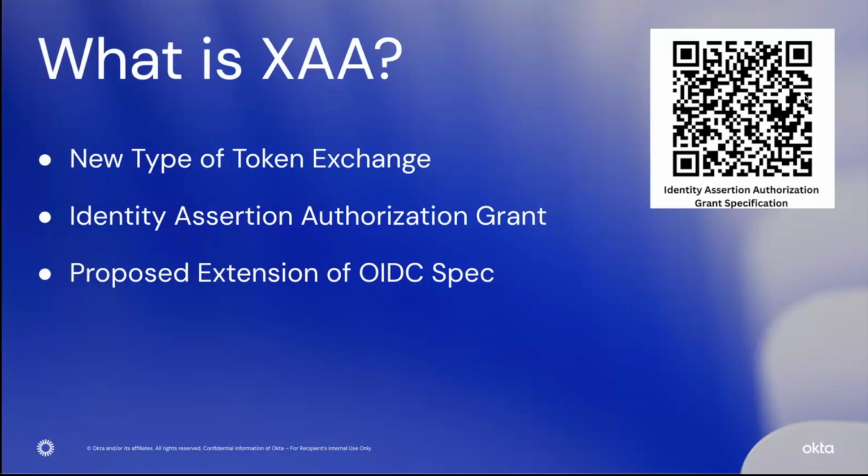Specifically, there's a new grant type called Identity Assertion Authorization Grant. The QR code there on this slide will take you to the specification docs around this. This is a proposed extension of the OIDC spec that we, along with some others in the industry, are working on to get published as an official extension of the OIDC spec. Now, what does all that mean exactly?